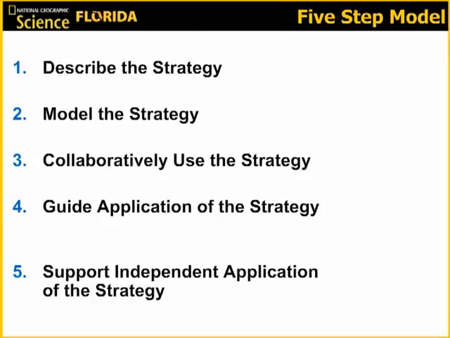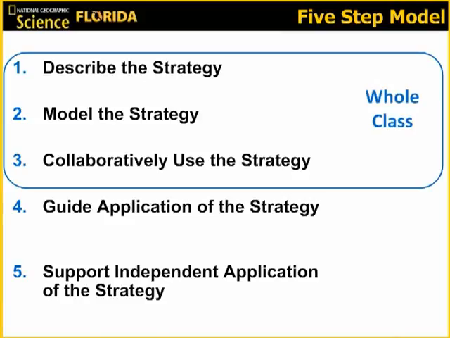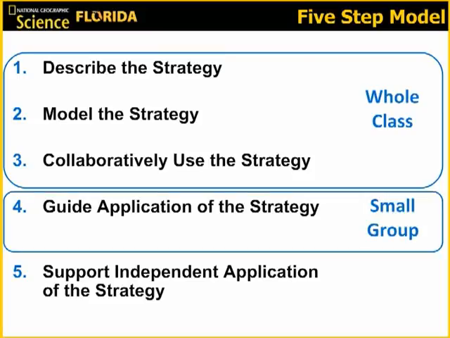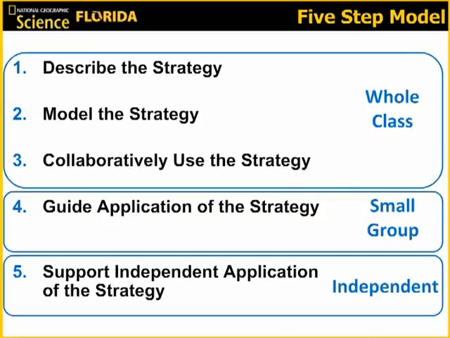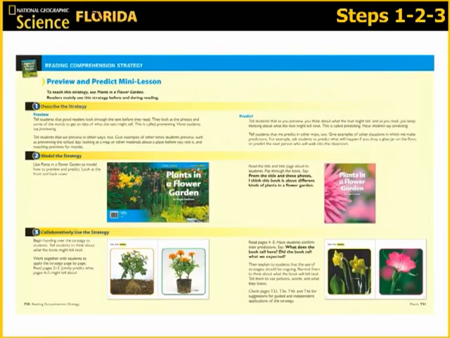As I mentioned, the 5-step model is a gradual release model. The first 3 steps are meant to be delivered in a whole group setting. Step 4 is meant to be small group instruction using the Become an Expert books. And Step 5 is meant for independent practice using the Explore on Your Own books. There is a 2-page mini lesson to teach each strategy using one of the Become an Expert books. Each mini lesson takes you through steps 1, 2, and 3 of the 5-step model.